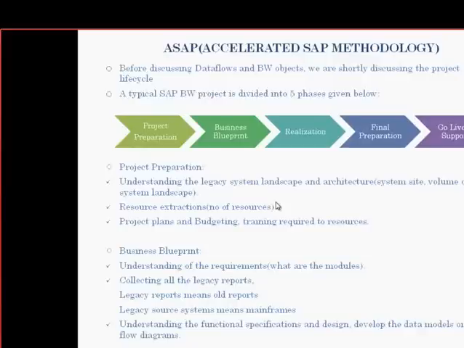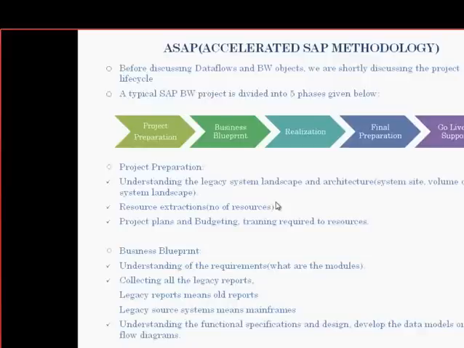So that is the business blueprint phase of the project. In this phase, we understand the requirements and the modules to be installed, like whether we are going to implement FICO, or MM, or retail. All those module requirements we want to know, and we take those decisions in business blueprint. And all the legacy reports, meaning old reports, and legacy source systems, meaning mainframe source systems, and how to get the data from them and how to collect the reports, etc. All those decisions are made in business blueprint.